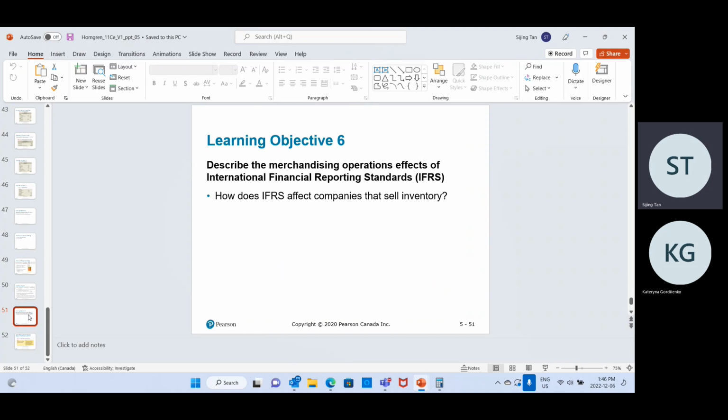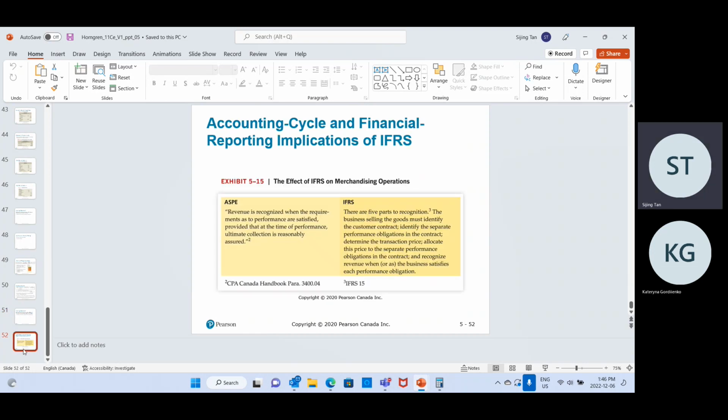Now, how IFRS affects companies that sell inventory. Under ASPE, revenue is recognized when the requirements as to performance are satisfied. But for IFRS, there are five different parts to recognition. They're basically the same in realizing revenues, but IFRS gives a more detailed analysis of the situation to recognize the revenue. So that is for chapter 5, a basic introduction to merchandising inventory. Then for chapter 6, we are going to talk about different methods or approaches to calculating different inventory and how we do it.